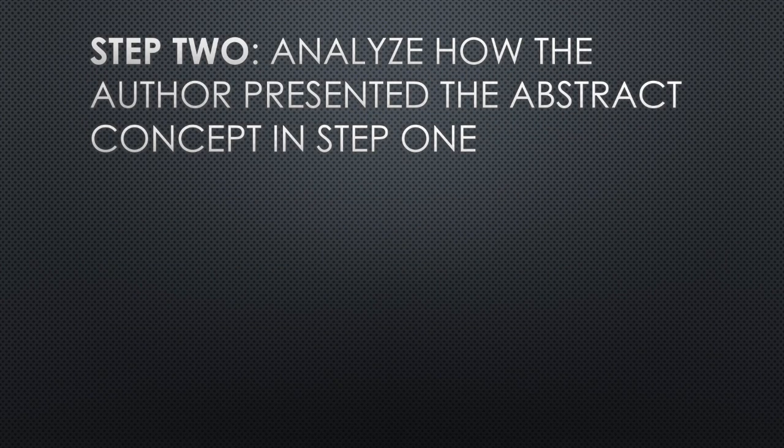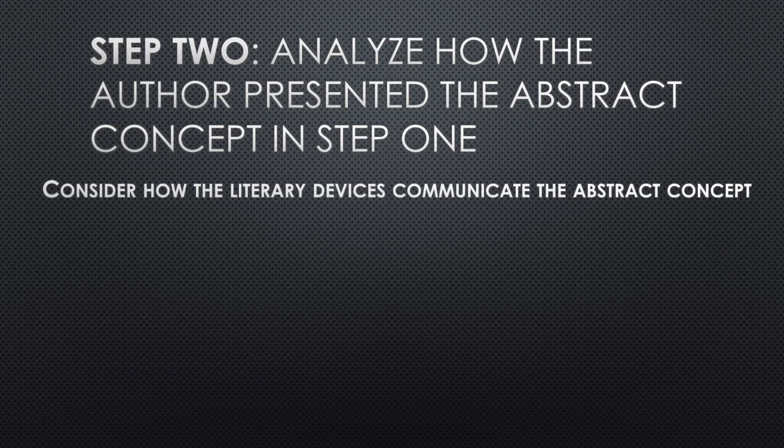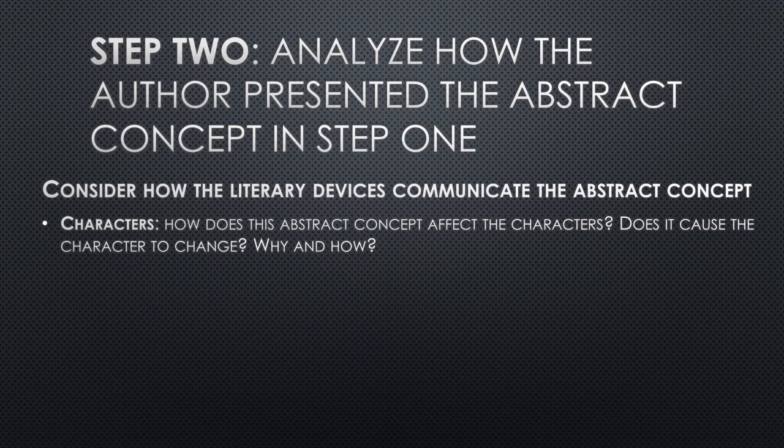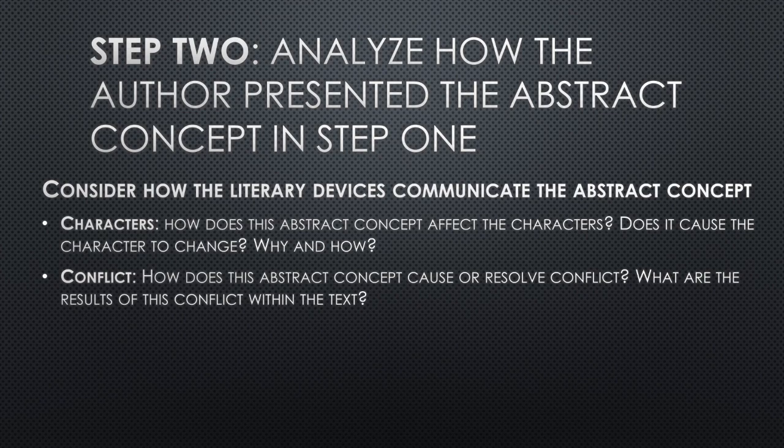Step 2, analyze how the author presented the abstract concept in step 1. So consider how the literary devices communicate the abstract concept to the reader. You might think about the characters. How does the abstract concept affect the characters? Does it cause the characters to change? Why and how? How about conflict? Does the abstract concept cause or resolve conflict? What are the results of the conflict within the text?